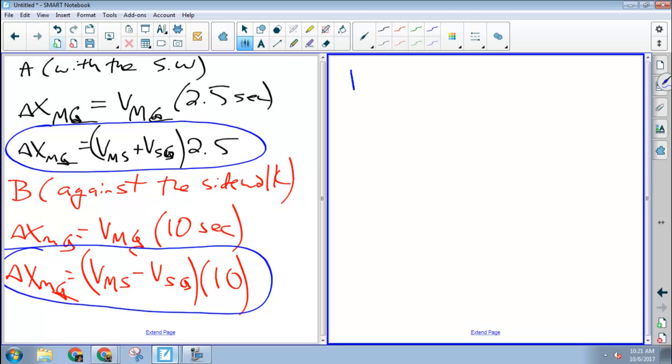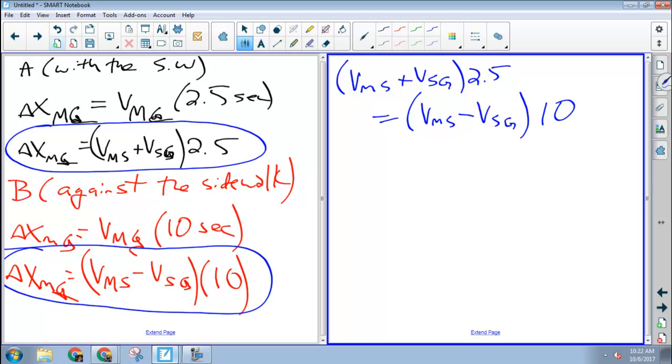So I've got VMS plus VSG times 2.5 equals VMS minus VSG times 10. What am I looking for? What does the question want to know? The ratio of the man's running speed to the sidewalk's moving speed. That's what I'm looking for, right? So how should I solve this thing? Anybody have any ideas?